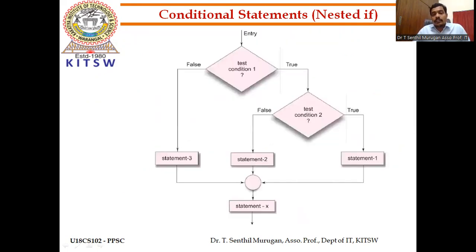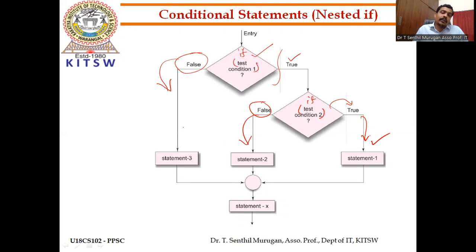So now consider how the nested if is working. You will check the if condition. If the condition is true, it will check another condition. If this condition is again true, this block will be executed. If this block fails, then this statement will work. If this condition itself failed, that is the false statement, then statement 3 will be executed.